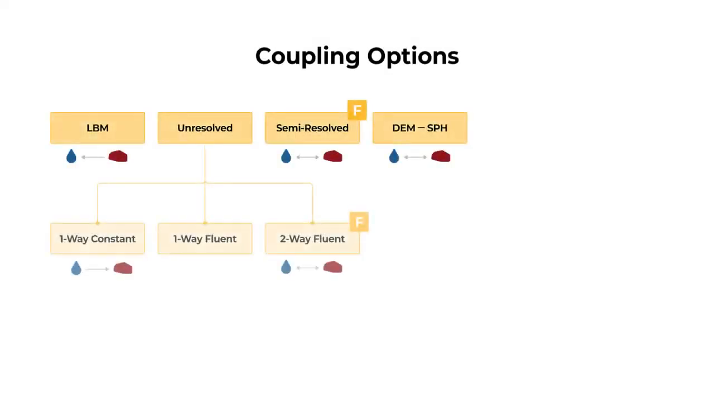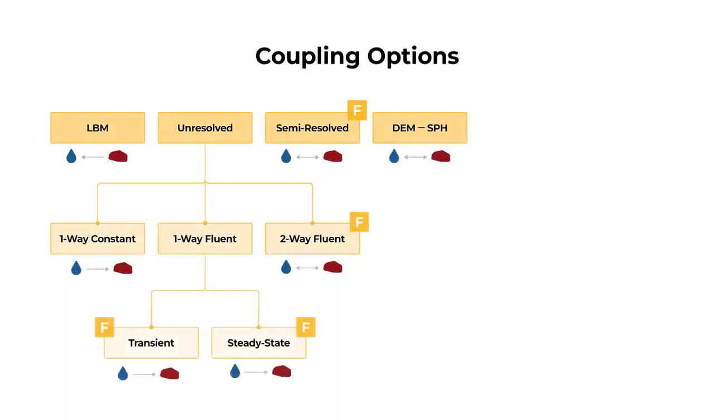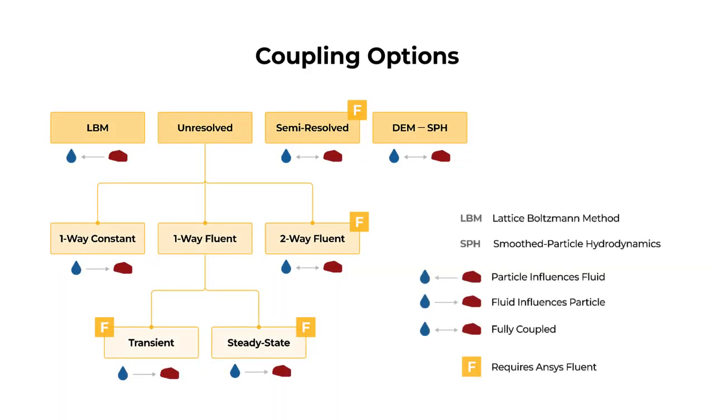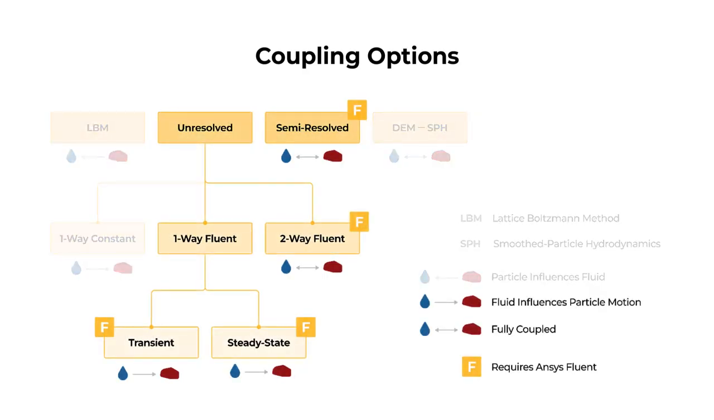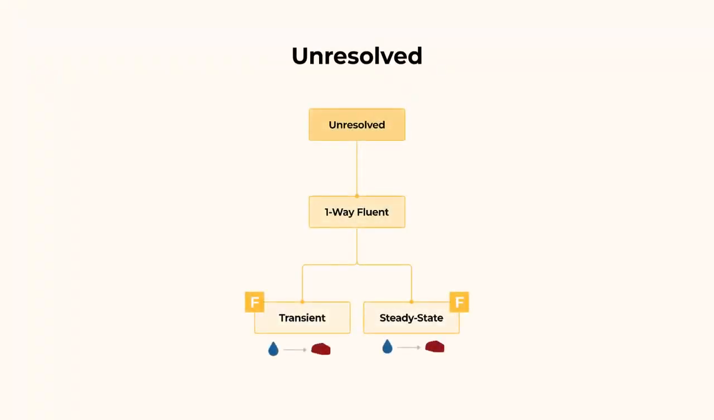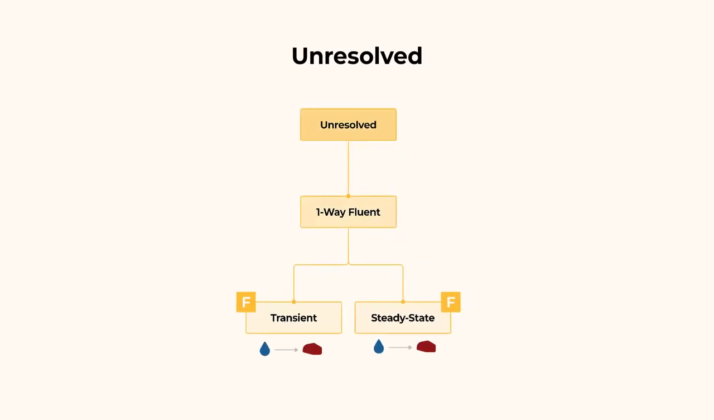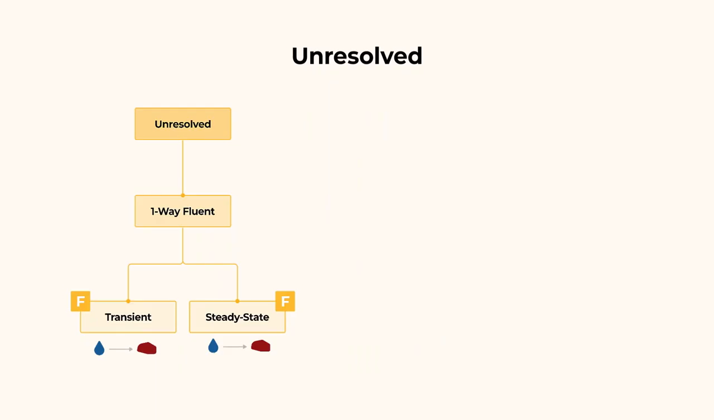This map displays all DEM-CFD coupling options available in Ansys Rocky software. For the purpose of this lesson, we are focusing on the unresolved and semi-resolved options, which are couplings that require the Ansys Fluent software. The unresolved method does not resolve the fluid flow around particles. It approximates the interactions between fluid and particles using averaged models and empirical relationships.